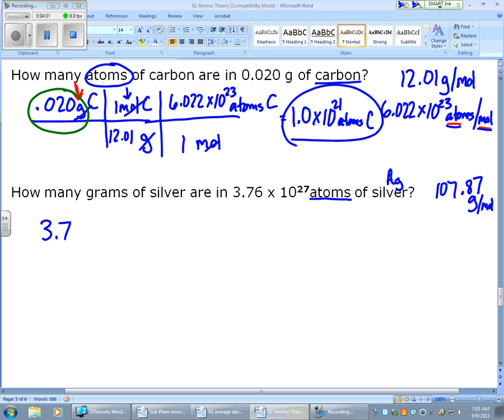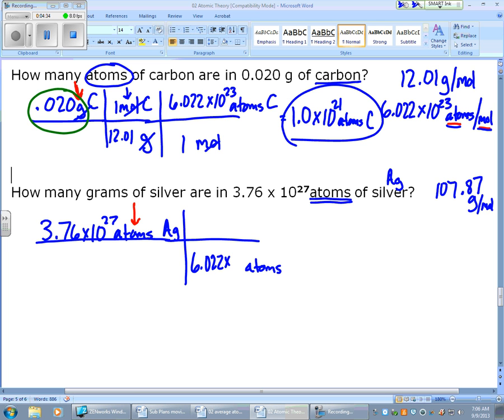So 3.76 times 10 to the 27 atoms of silver. I see the word atoms. That's my key word in the problem, so I know I have to use Avogadro's number. Can I go ahead and use it now? Well, in this spot right here, I do have atoms, and if I have atoms or moles, I can go ahead and use Avogadro's number. So I'm going to go ahead and do that. Atoms are here, atoms have to go here, and so it's 6.022 times 10 to the 23rd atoms in 1 mole.